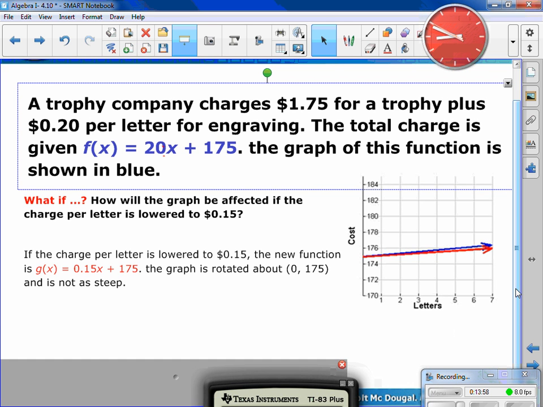You have to think, what's that number? Is it the y-intercept or is it the slope? And that's what a lot of you just got caught up in, is just saying, okay, it went down 5 cents, the graph's going to be moved down 5. You need to think, what is this number? Is it my slope or is it my y-intercept? My y-intercept moves up and down, the slope's the one that does the rotations.